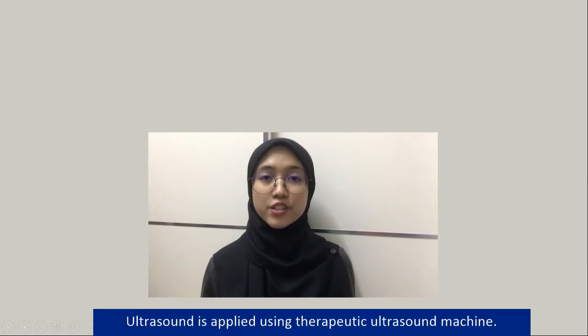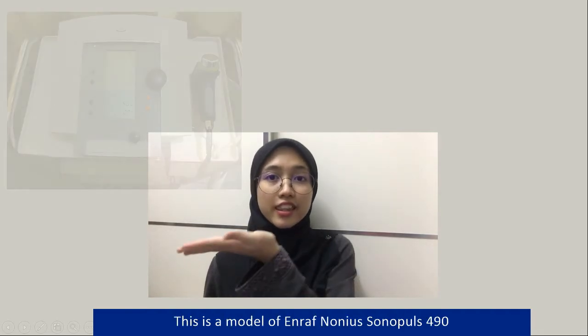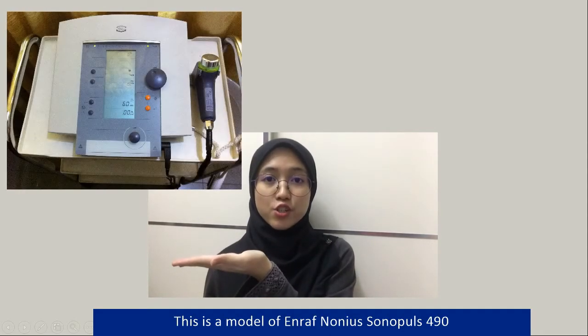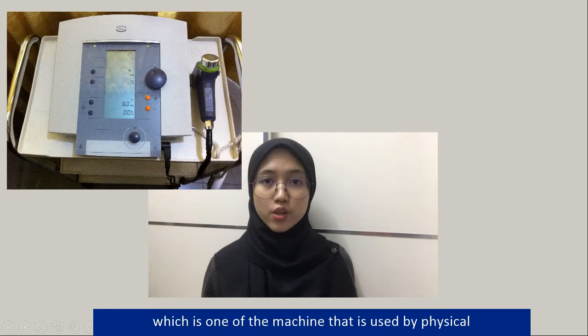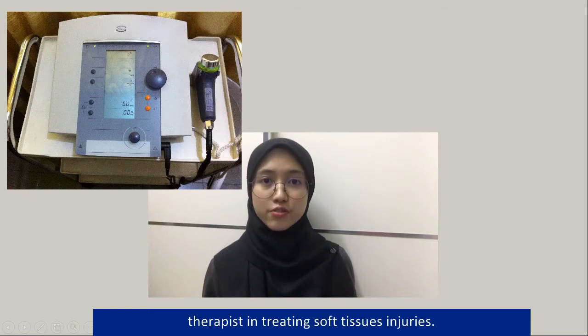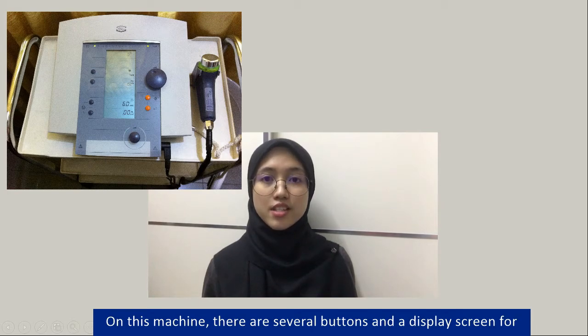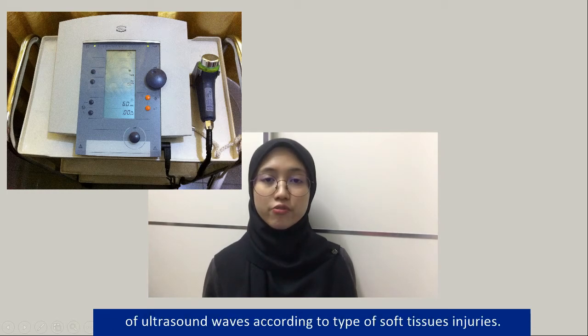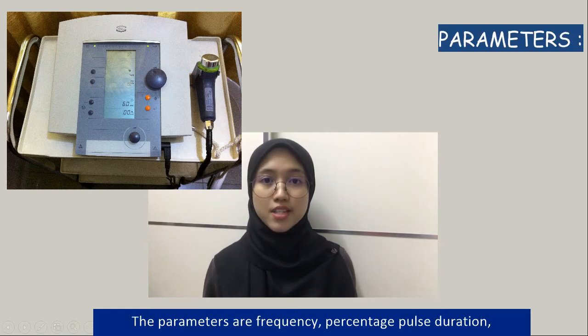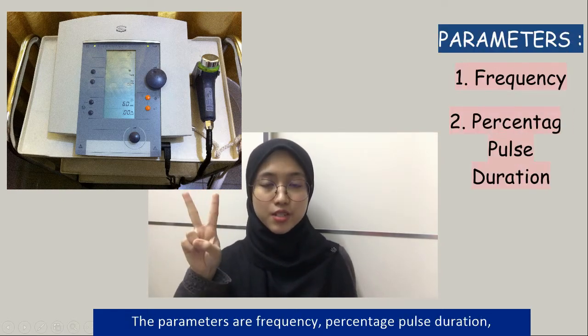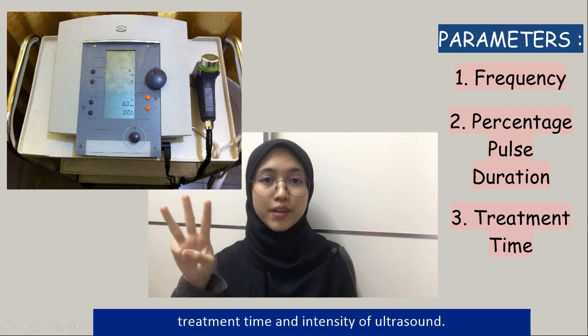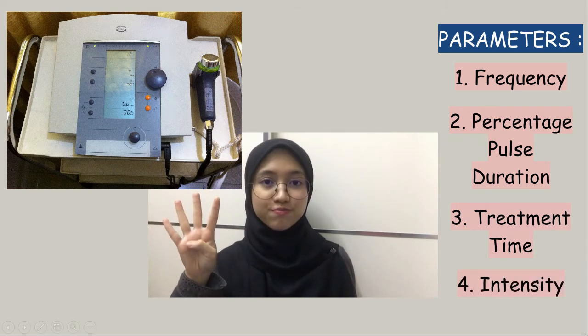Ultrasound is applied using a therapeutic ultrasound machine. This is a model of the Endophthalmic Sonopulse 490, which is one of the machines used by physical therapists in treating soft tissue injuries. On this machine, there are several buttons and a display screen for the settings of parameters in order to control the depth of penetration of the ultrasound wave according to the type of soft tissue injuries. The parameters are frequency, percentage pulse duration, treatment time, and intensity of ultrasound.